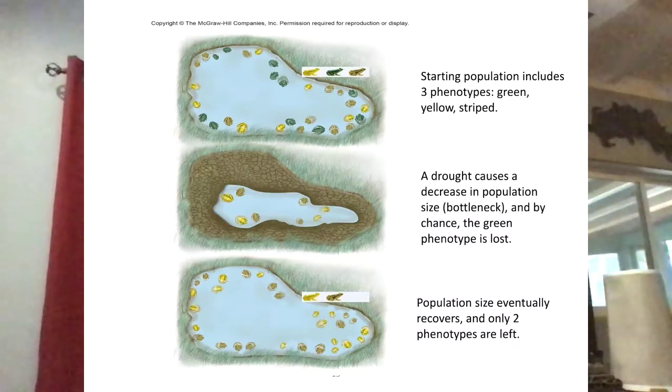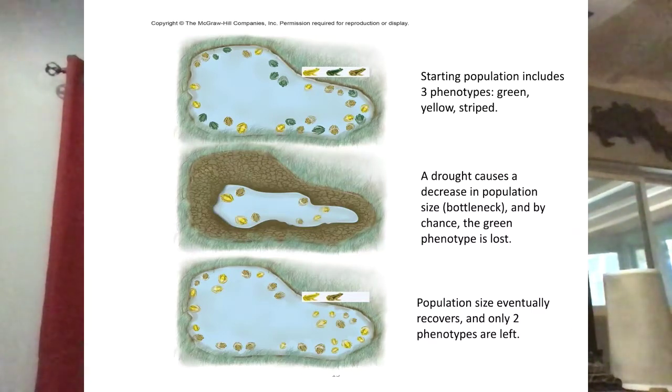So just by chance, the green individuals that had the alleles for green died out. But then the rains came back, and you can see in the lower picture, the pond filled up, and the individuals who are left to mate don't have the green allele. So now all the individuals come out yellow and brown.